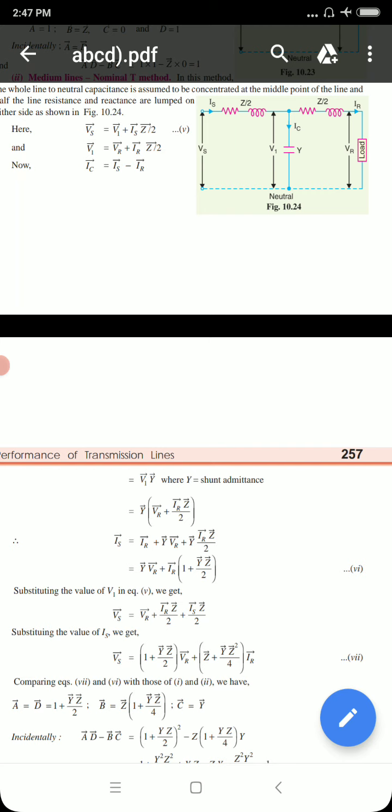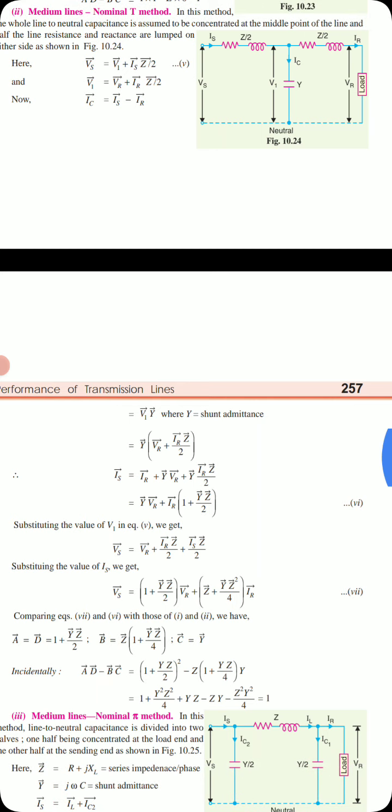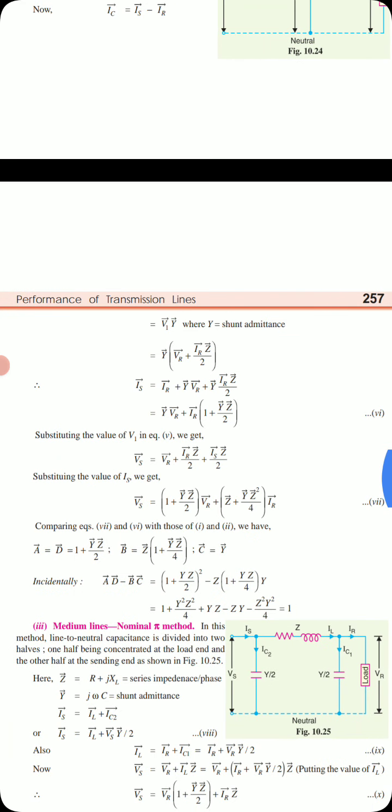C is Y here. C is multiplied to VR in the IS equation. So here in the IS equation, Y VR plus IR into 1 plus YZ by 2. Here Y is multiplied to VR, so I can tell that C is nothing but Y. So if you find AD minus BC, you will get 1. You can do it on your own.